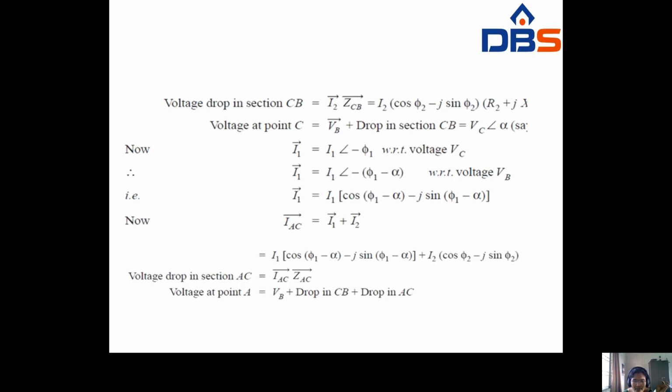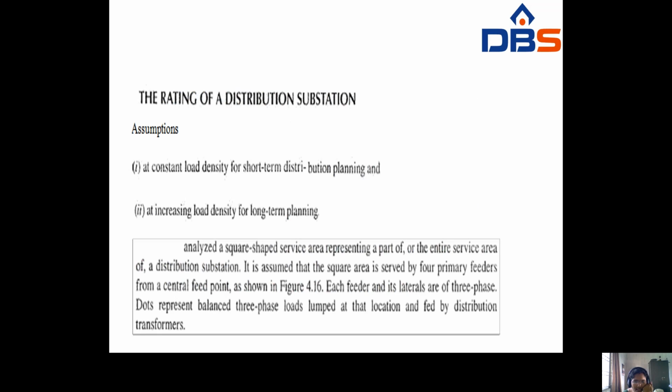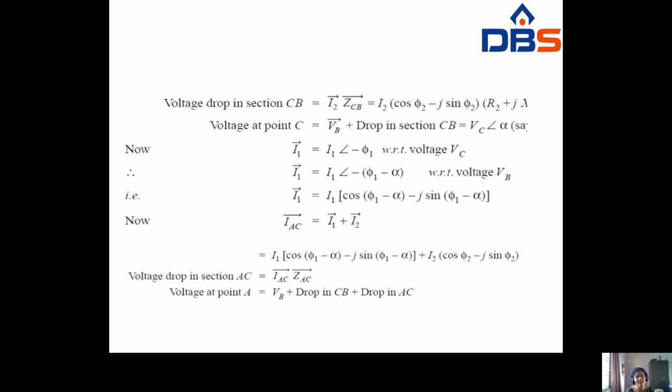So at the time here you have to write IAC bar equal to I1 plus I2. So at that time here you have to write I1 of cos phi 1 minus alpha minus j sin phi 1 minus alpha plus I2 cos phi 2 minus j sin phi 2. So here we have to write I1 bar, cos phi 1 minus alpha minus j sin phi 1 minus alpha. Voltage drop in section AC, similarly, is IAC ZAC bar. So voltage at point A is VB plus drop in CB plus drop in AC. Okay, so this is the AC voltage calculation.